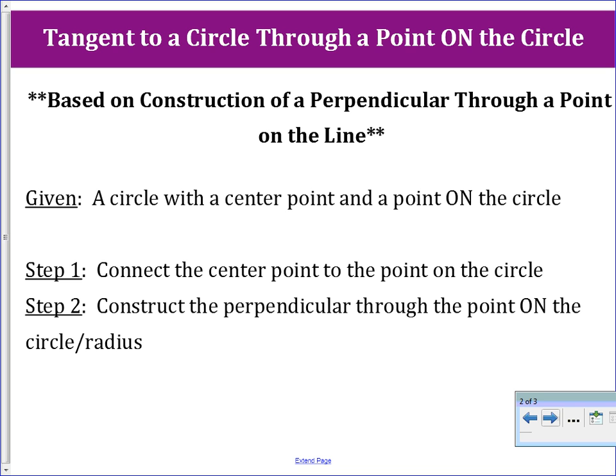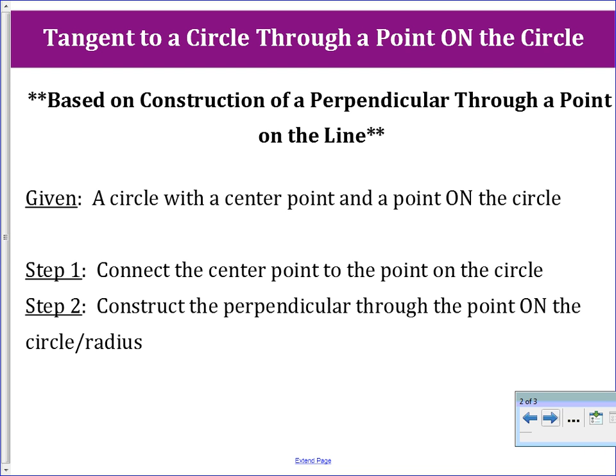circle, and we are going to have to create a perpendicular line through the point on the circle. So if you do not know how to construct a perpendicular line through a point on a line, then you need to go ahead and watch the video that is posted that relates a construction of a perpendicular line through a point on the line, which is based on the perpendicular bisector construction.